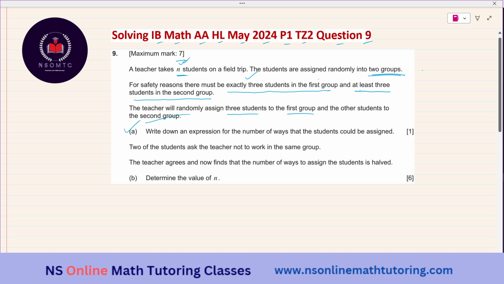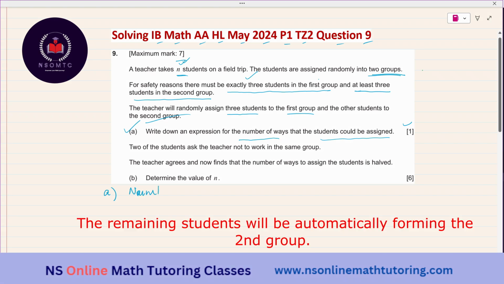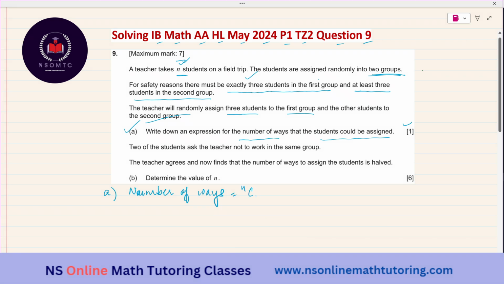So, subpart A's question is: write down an expression for the number of ways that the students could be assigned. It is containing just a single mark. Okay. So, actually, we have to select the 3 students to form the first group from the n students that are there. So, it will be NC3. So, number of ways is equal to NC3. Okay.